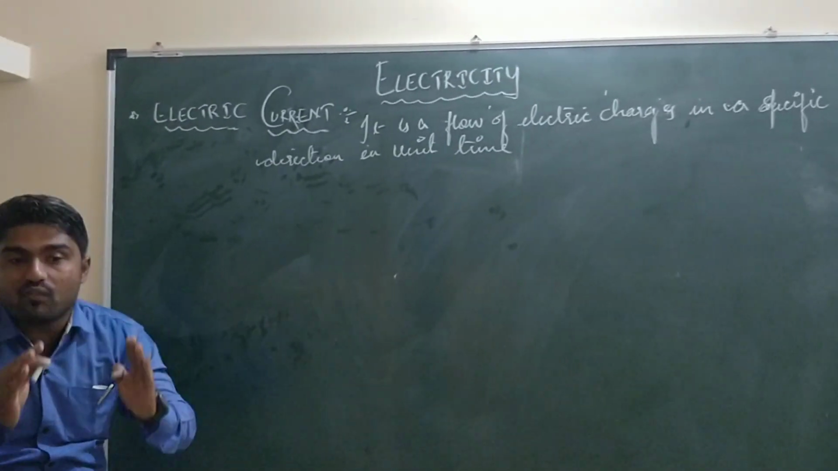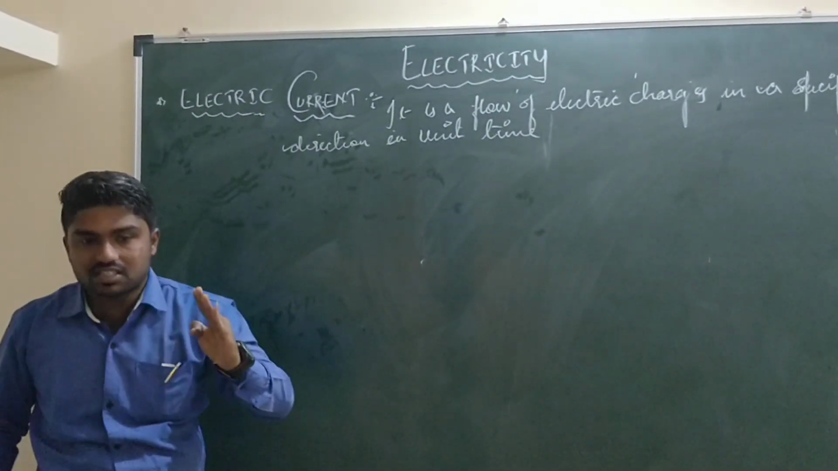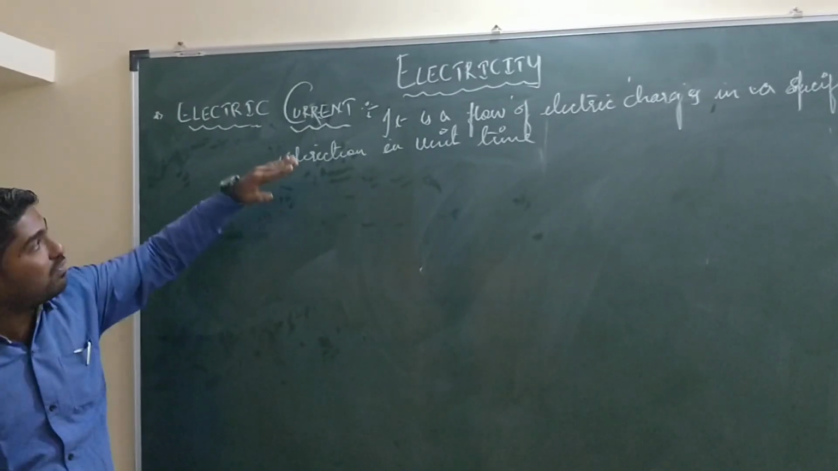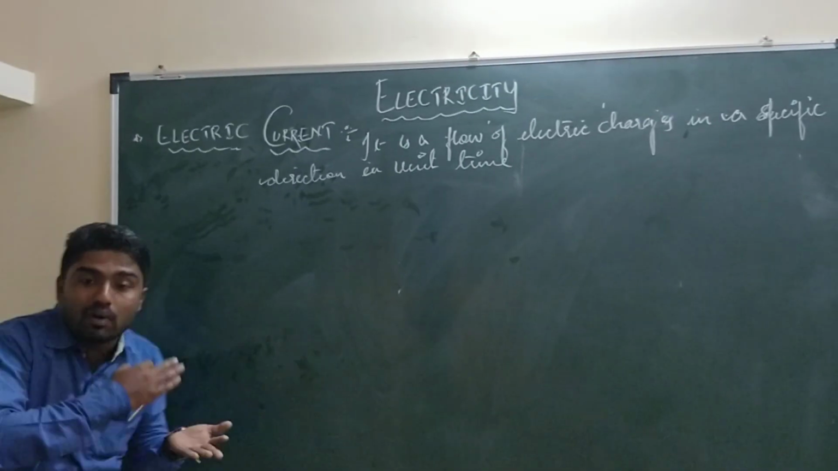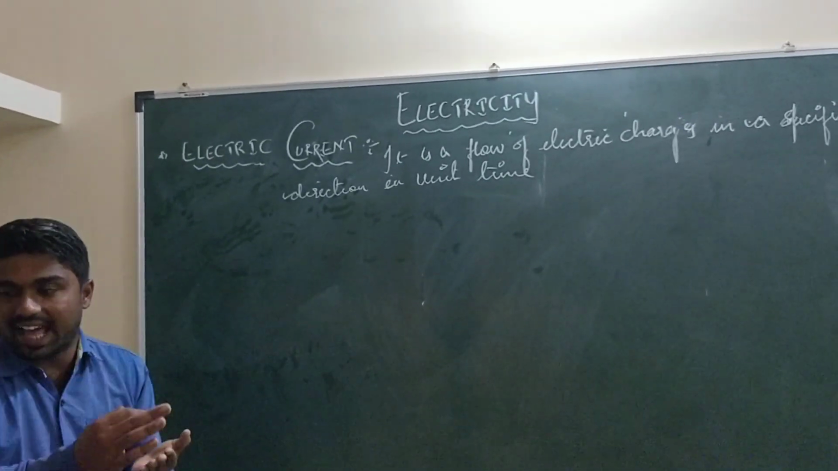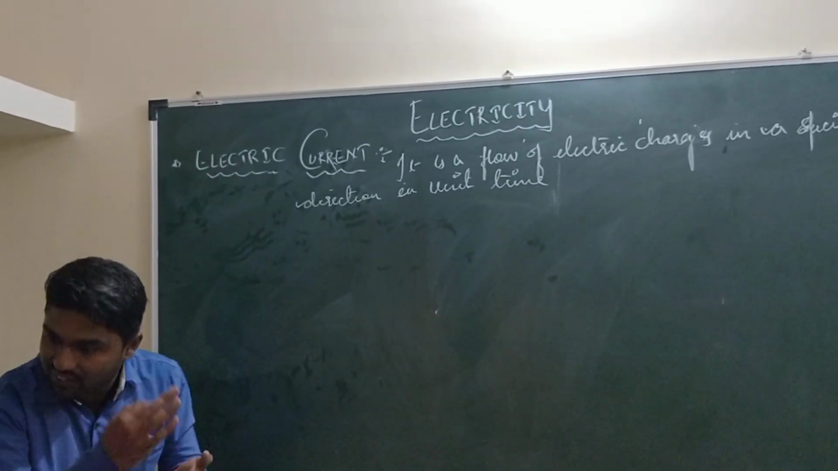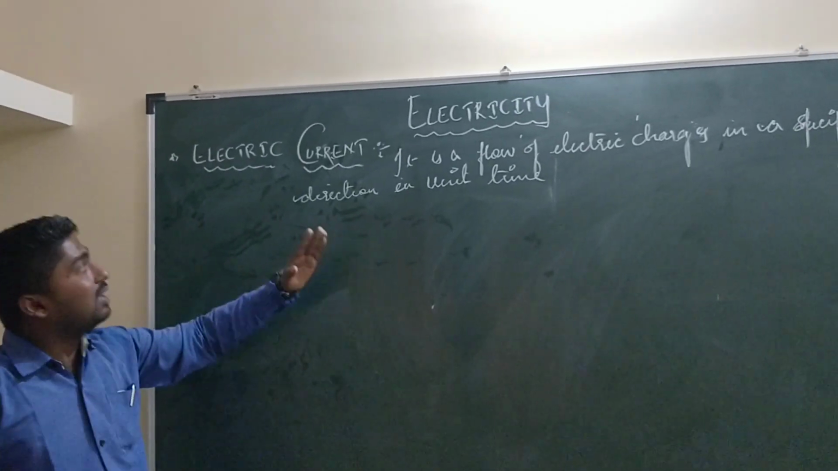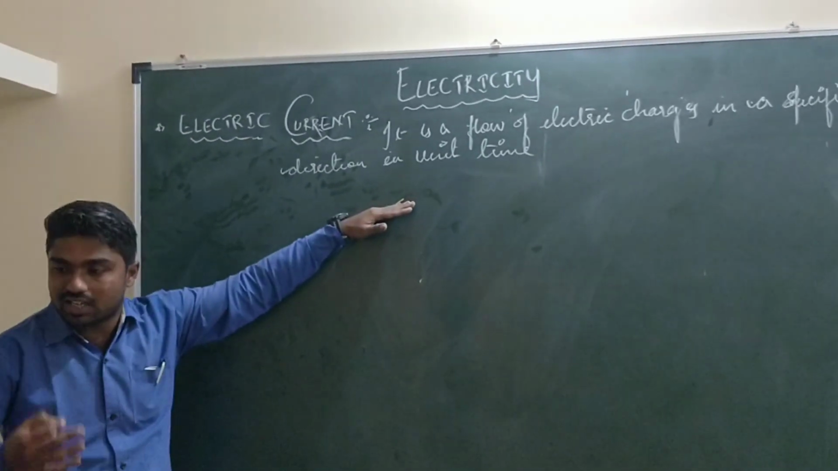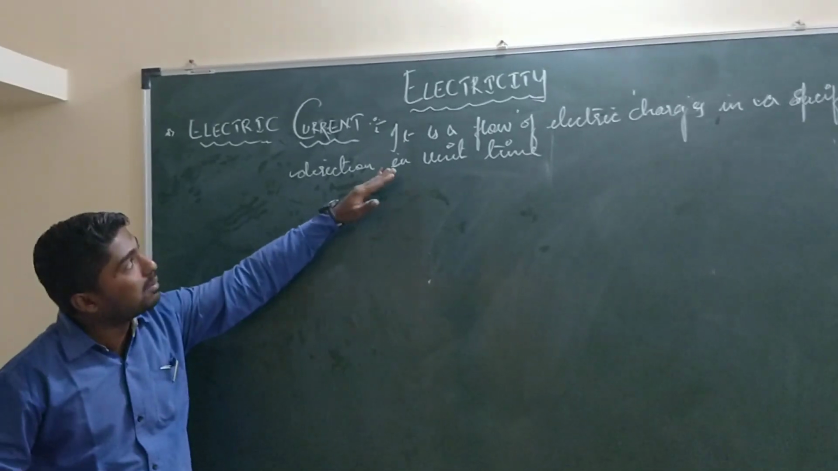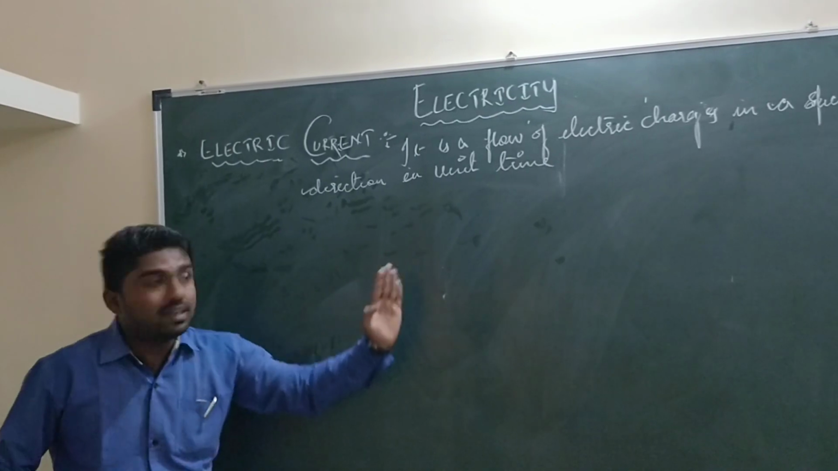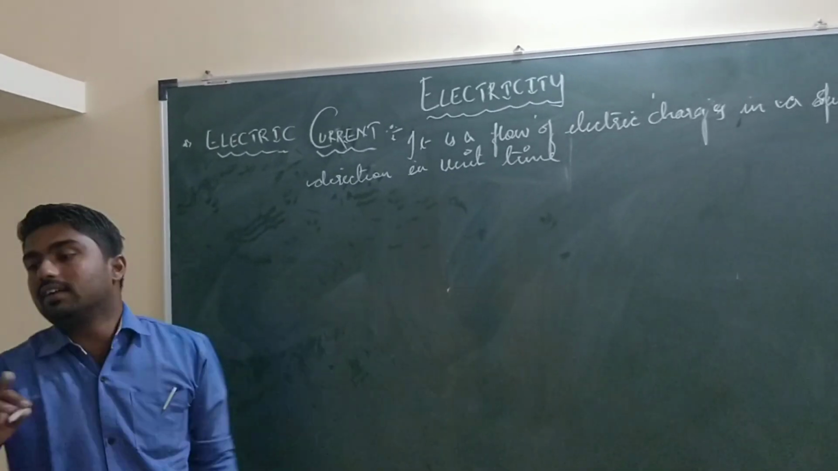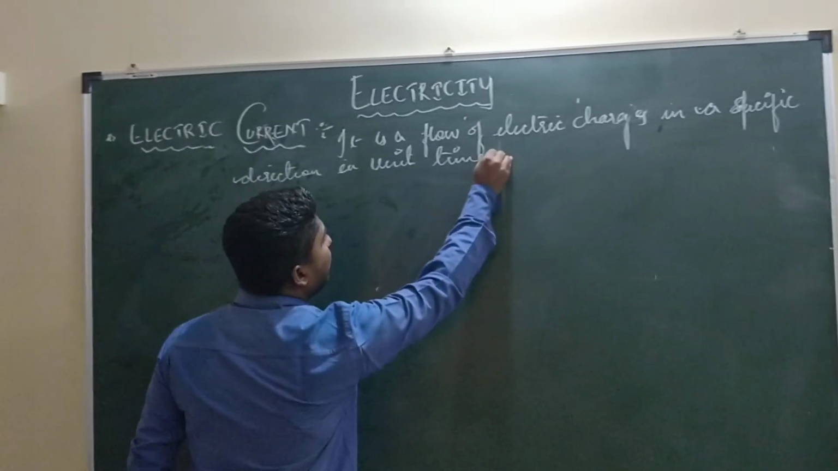Guys, listen to me. Electric current is a flow of electric charges. What are electric charges? I told you just before this topic. The number of charges flowing in a certain, specific direction, and in how much time, we calculate that. That is nothing but electric current. It is a flow of electric charges in a specific direction in unit time. This is the definition of electric current.